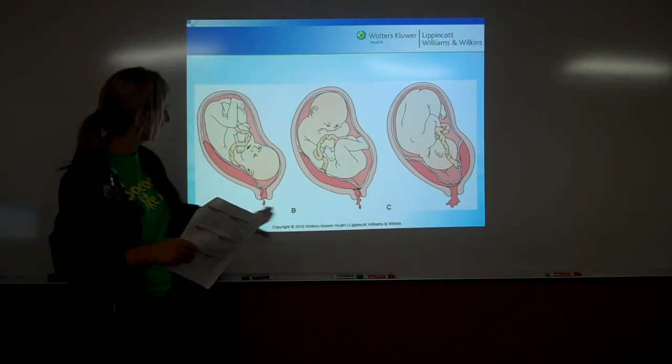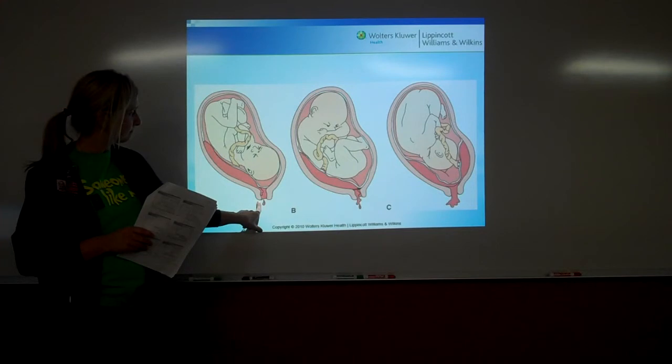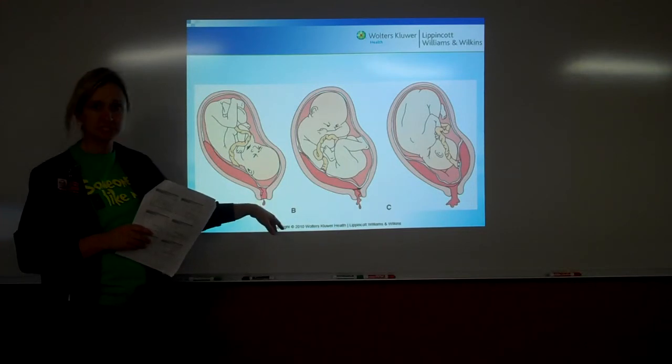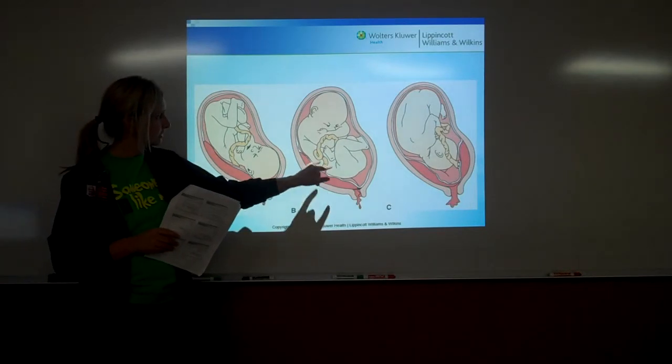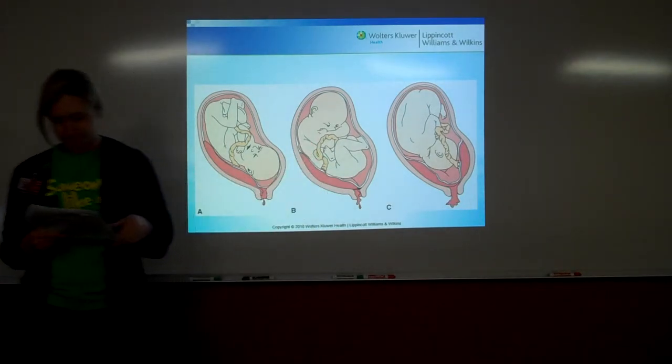If early delivery is suspected, these moms may get a shot of VID00010, two shots of VID00010, to help develop the baby's lungs.